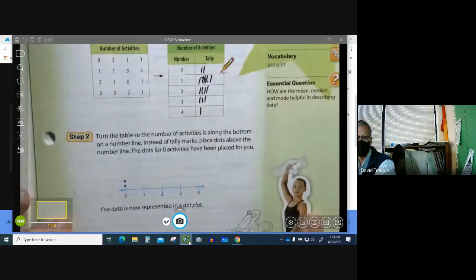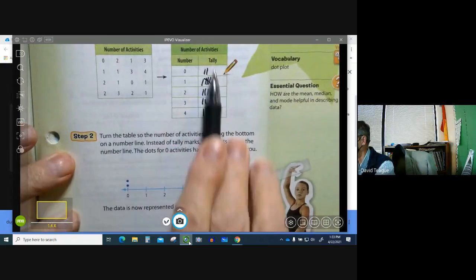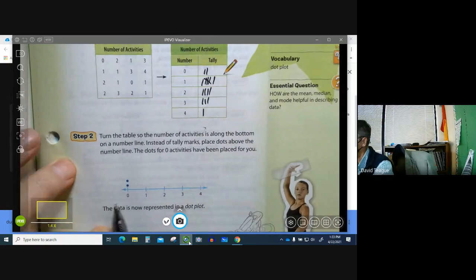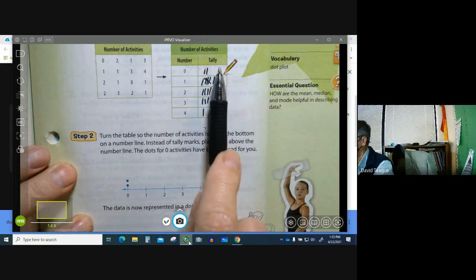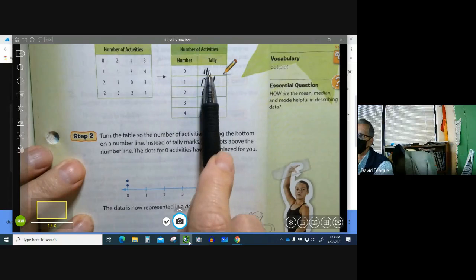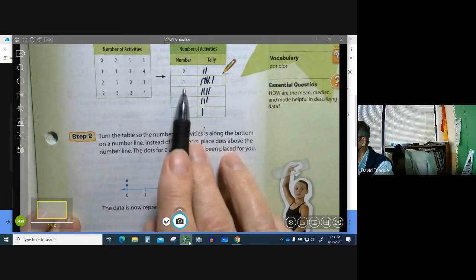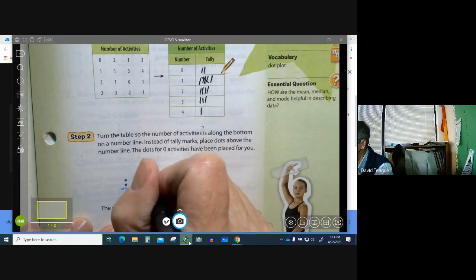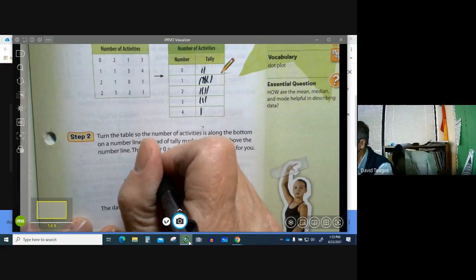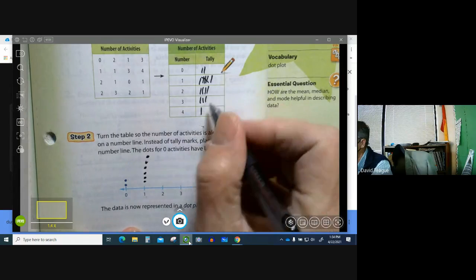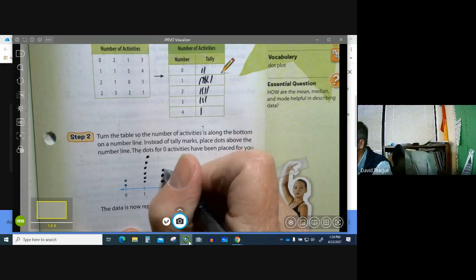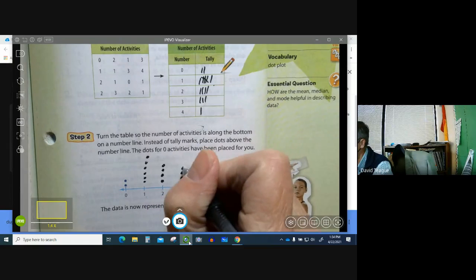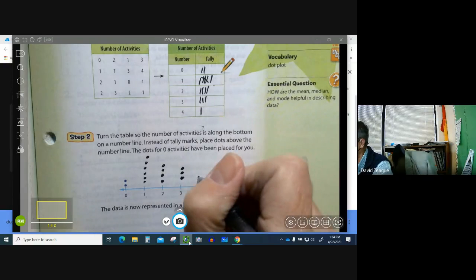So with a dot plot, what they did is they took this table and flipped it on its side like this, right? So here's 0, 1, 2, 3, 4. And then they just changed the tally mark to a dot, right? So 0, I have 2 dots. For number 1, I have 1, 2, 3, 4, 5, 6. For number 2, I have 4, 1, 2, 3, 4. For number 3, I have 3, 1, 2, 3. And for number 4, I have 1.